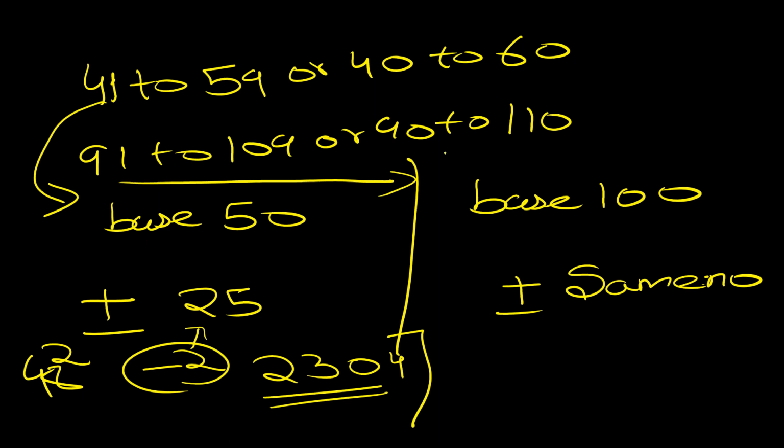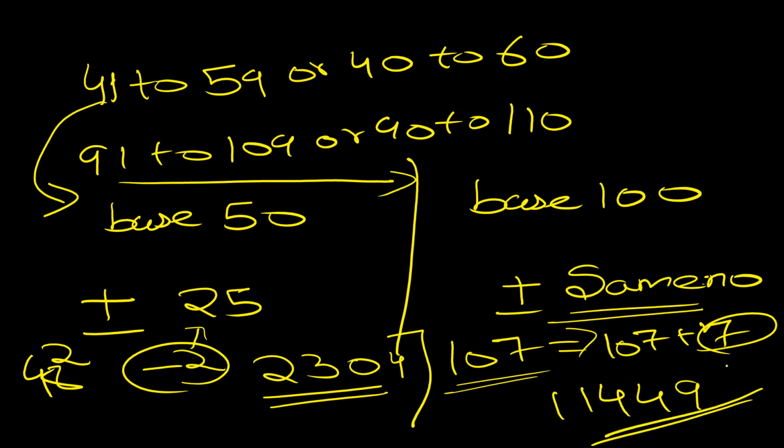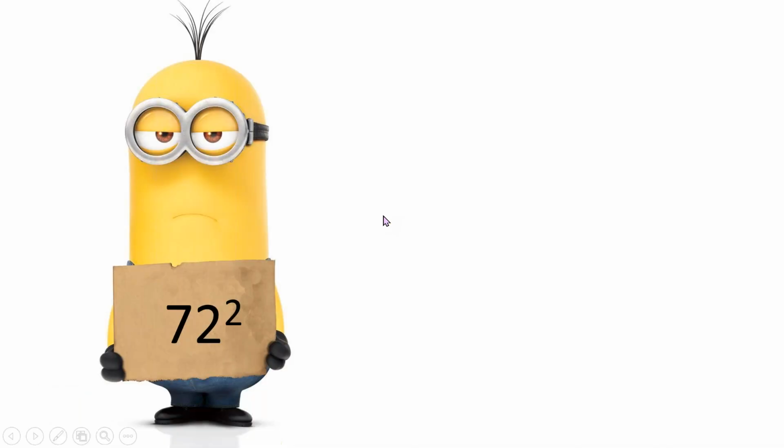Coming to the numbers from 90 to 110, let's keep 107. It is 100 plus 7, so I'll be getting 7. Here we are supposed to add the same number, 7, to 107. So 107 plus 7, I'll be getting 114, and 7 square is 49. So my answer is 11449. So that's it, guys. That's all. This is a short note about Miller's method.